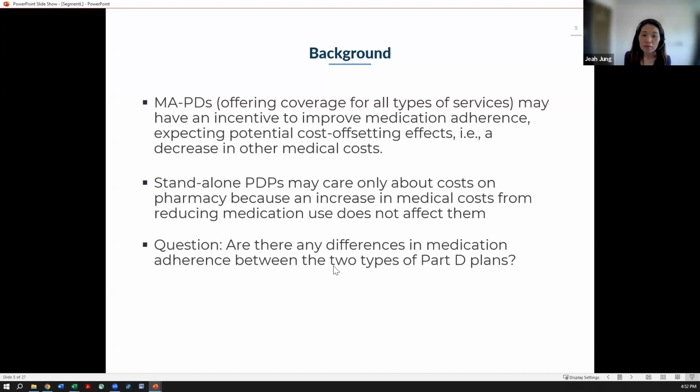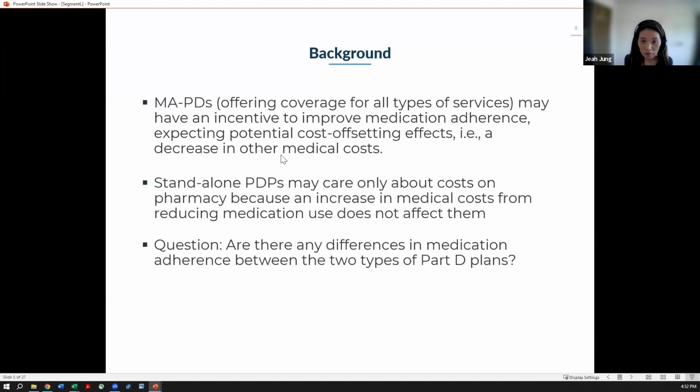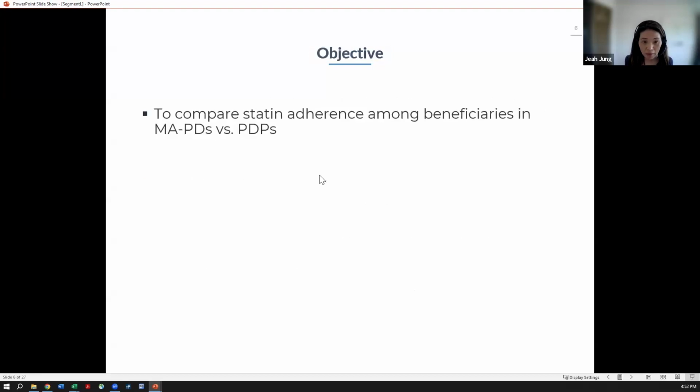Then the hypothesis or question we could ask is: is there any difference in medication adherence between these two types of Part D plans? So we wanted to compare statin adherence among beneficiaries in MAPDs and PDPs. Now, the question here is, what is your hypothesis? Here, I hypothesized that statin adherence would be higher among MAPDs compared with PDPs, right?